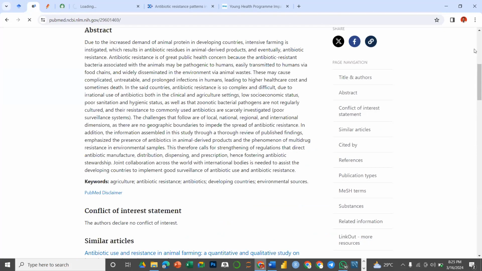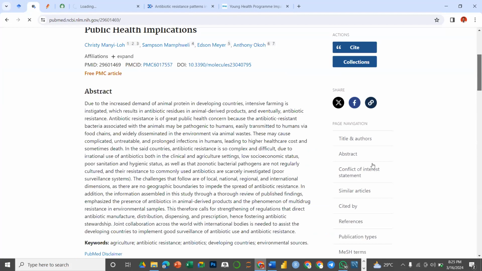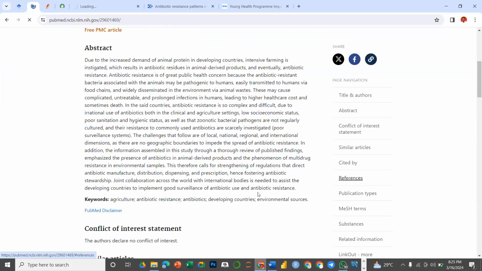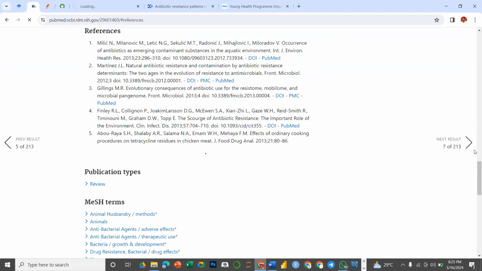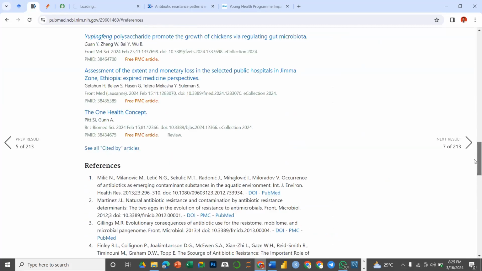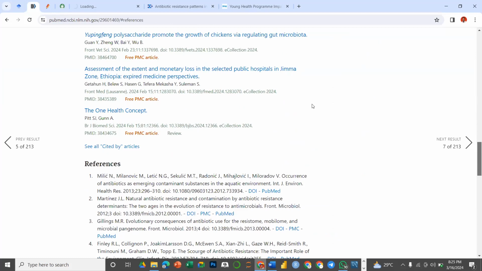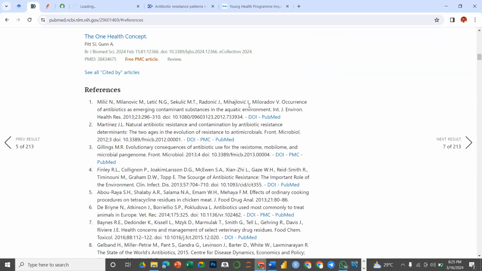So let me now go and check the references of this research work. It has 331 references. That's a lot, because it was a literature review. So look at this. It talks about occurrence of antibiotics as emerging contaminant substances in the aquatic environment. This is environment. Natural antibiotic resistance and contamination by antibiotics. This is environment. You understand my point of view?